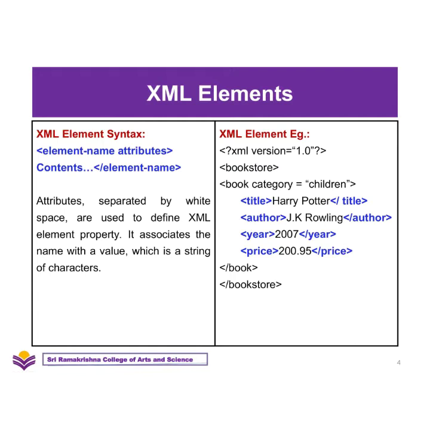The right side of the slide shows an example for XML element. In the example, title, author, year and price element have text content. The element bookstore and book have element contents. The element book has an attribute category is equal to children.